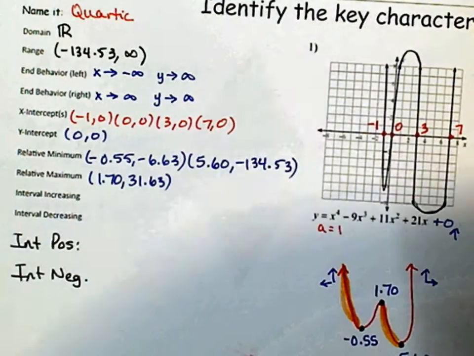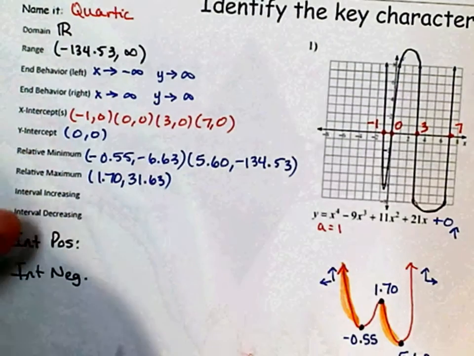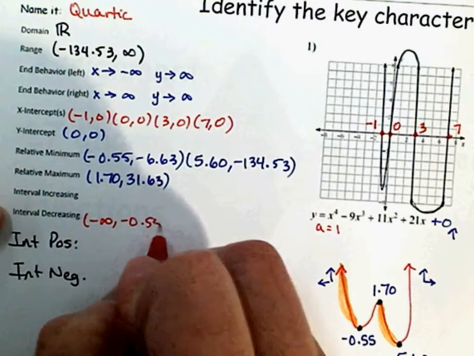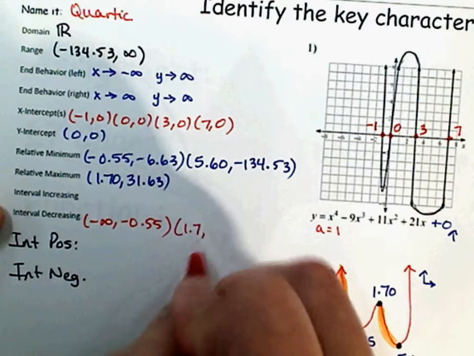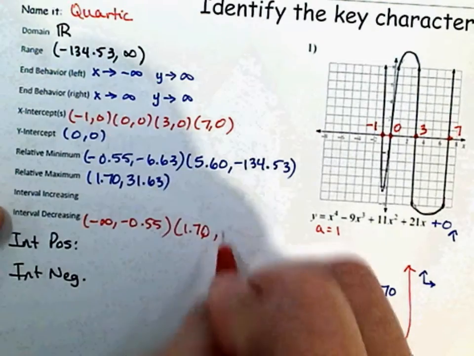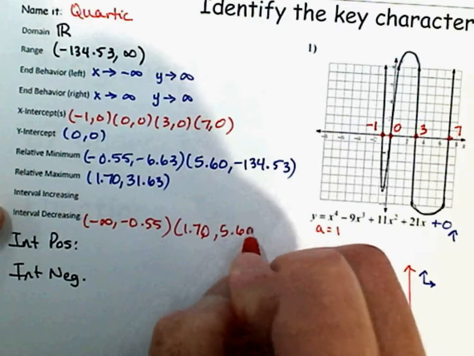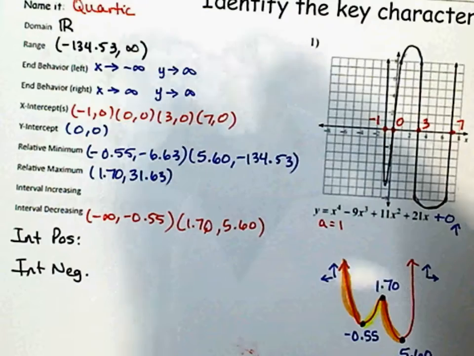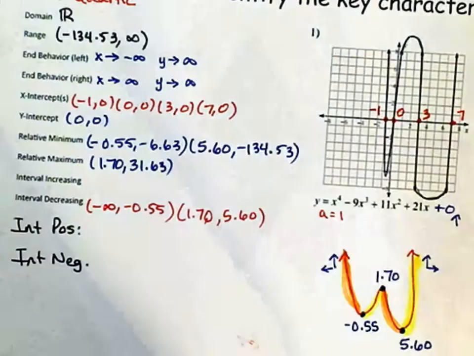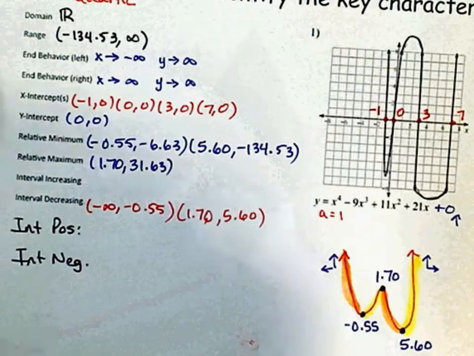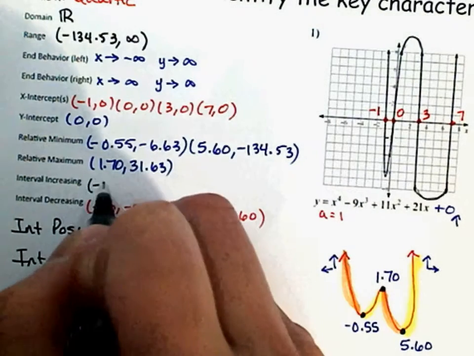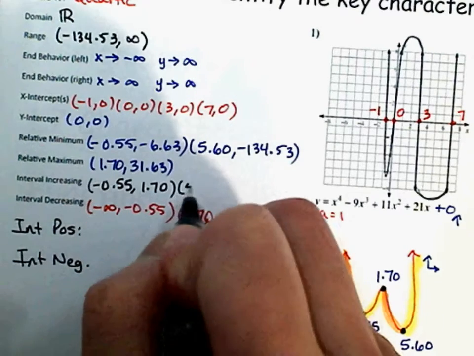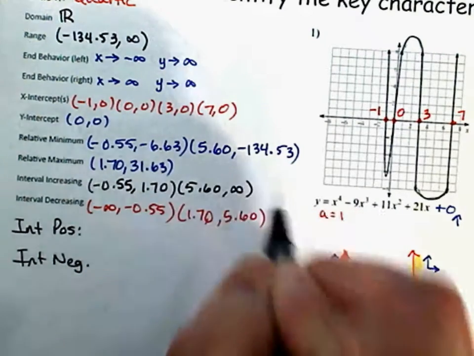So let's see. Decreasing goes from negative infinity, stopping at -0.55, then 1.70 to 5.60, okay? Increasing, negative 0.55 to 1.70, and 5.60 to positive infinity. And there you have that.